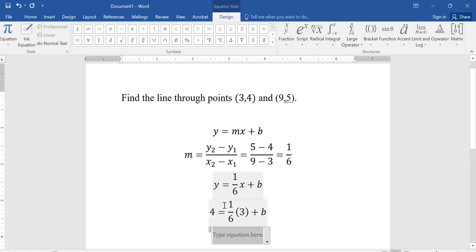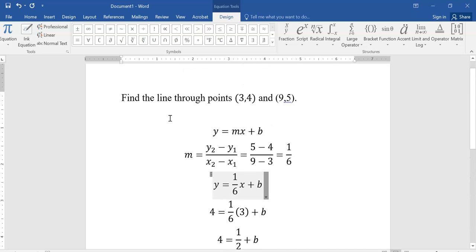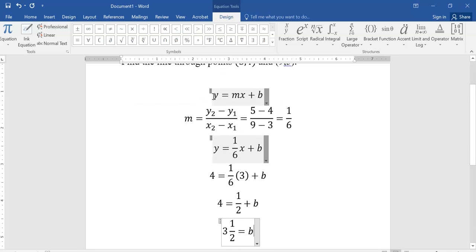In particular, when you go to solve that, you get 4 equals 1/6 times 3, which is 1/2. I would subtract 1/2 from both sides, and you would get 3.5 equals b. Okay? Now, remember what we're asked to do. We're asked to find the equation of the line through these 2 points. So we need to find the y equals mx plus b. We have m now, which is 1/6. We have b, which is 3.5.